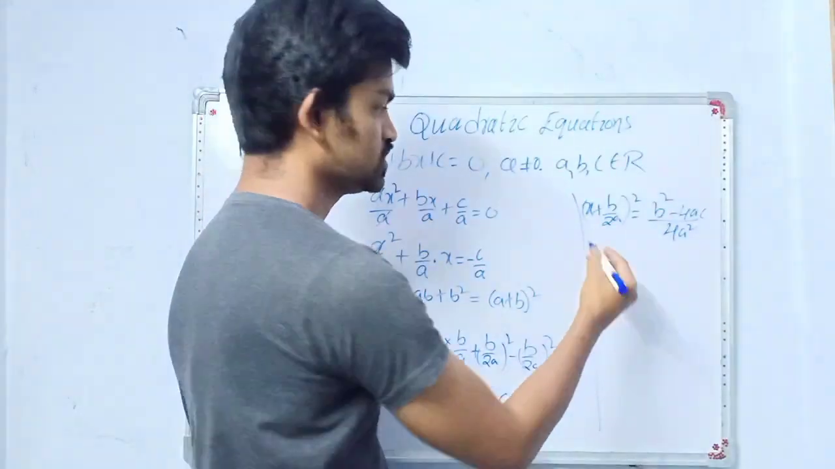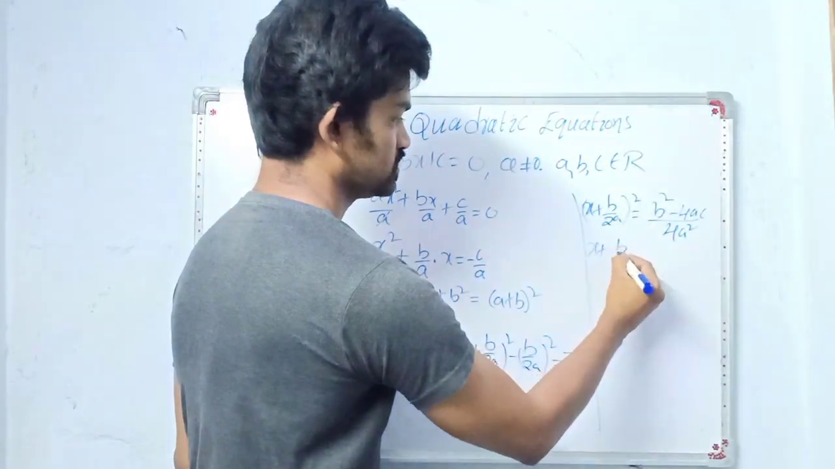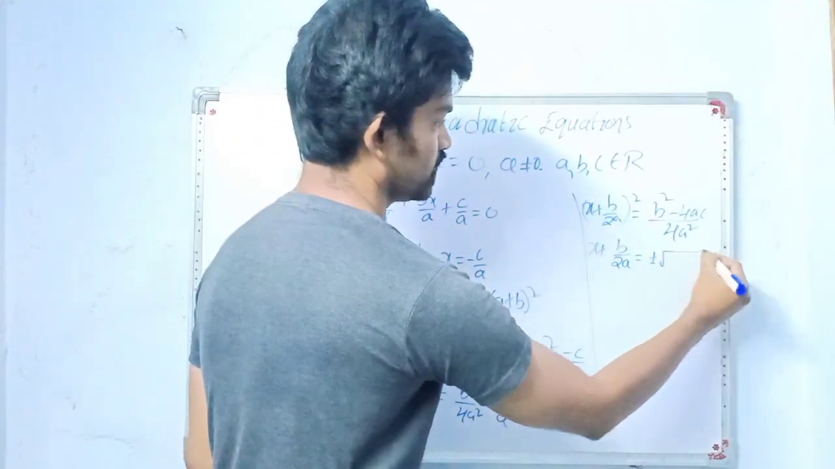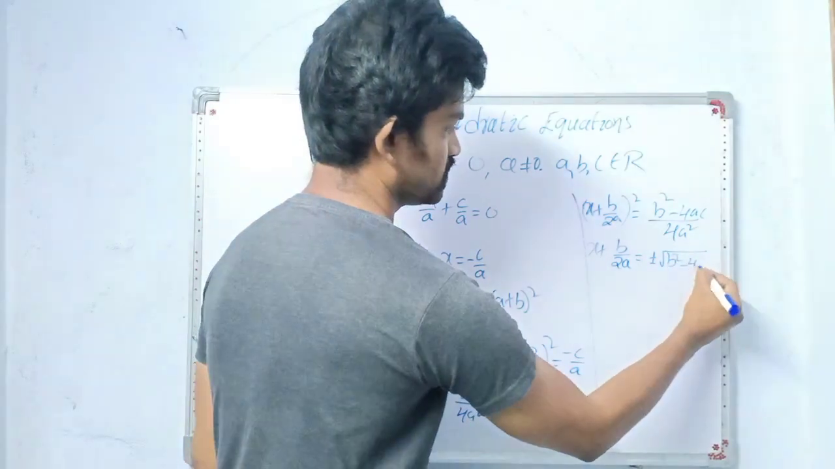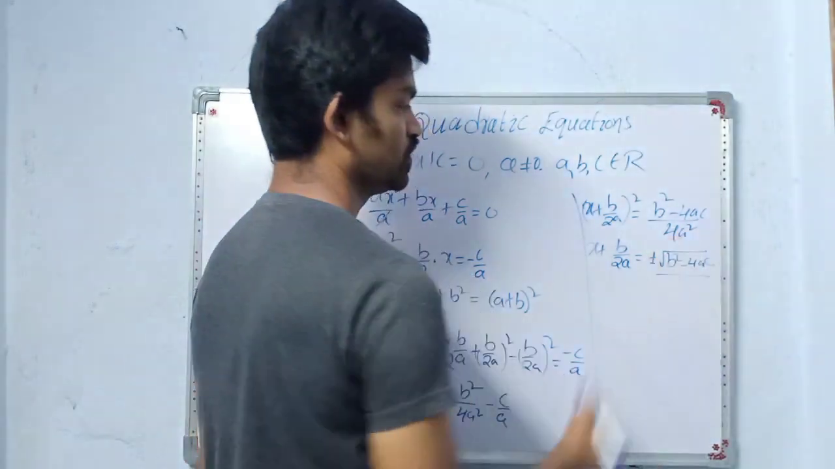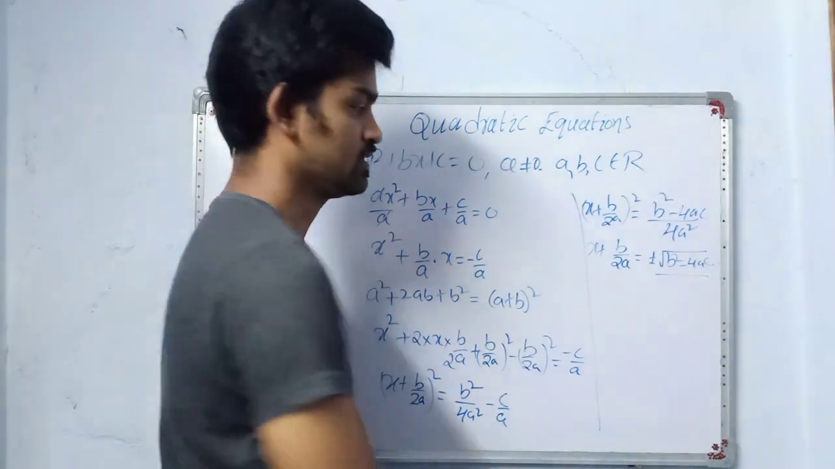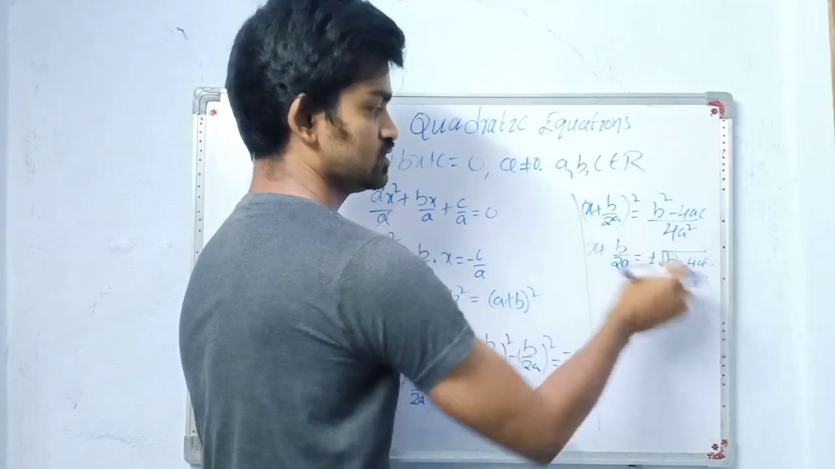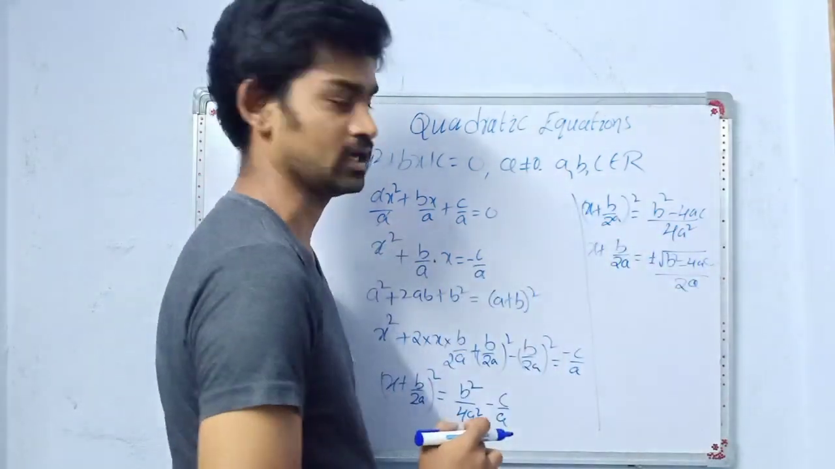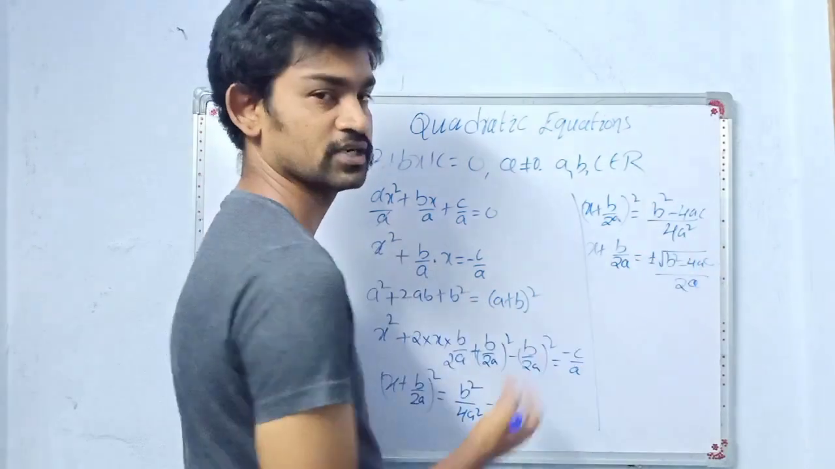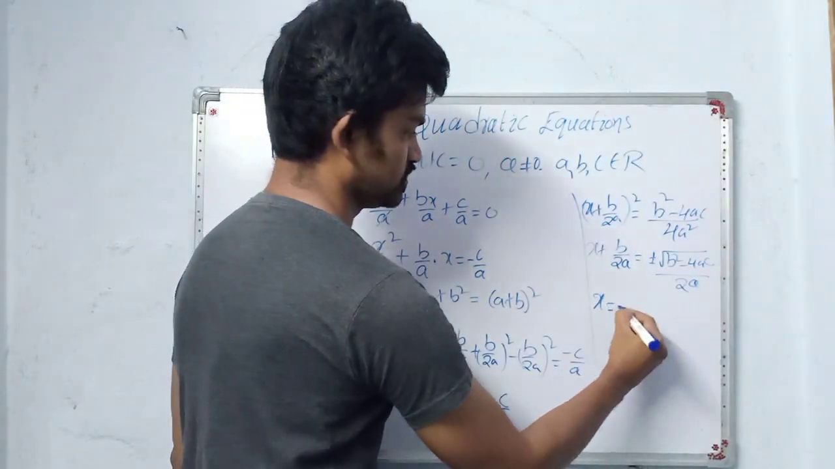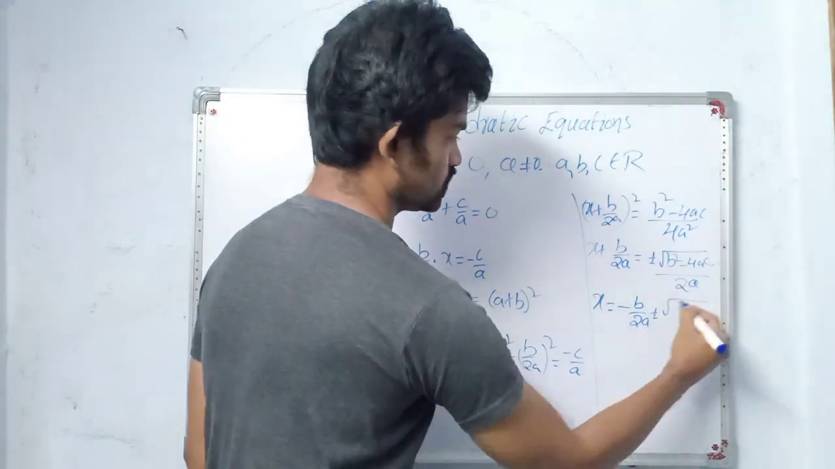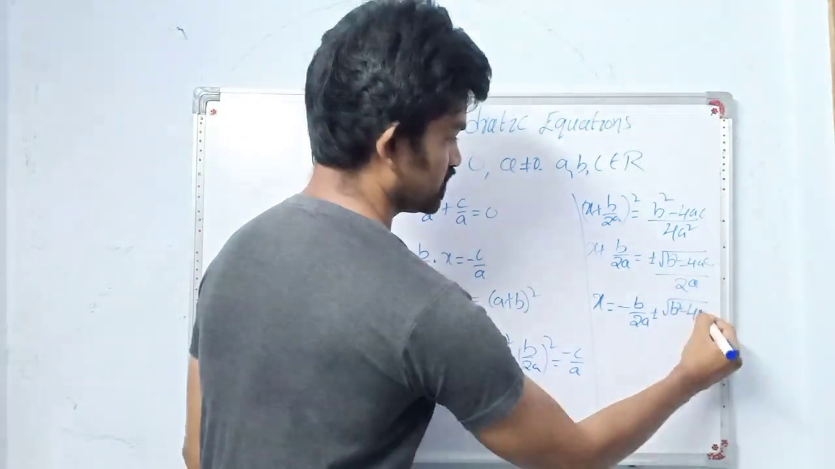Now apply root on both sides, or send the square to the other side. By transposition it will become a square root. So x plus b by 2a is equal to, every root will have two values, plus or minus root over b square minus 4ac by 4a square, which is a perfect square. So you will get 2a. The square root of 4 is 2, the square root of a square is a. Okay. Now b by 2a is there, send it to the other side. So x is equal to minus b by 2a plus or minus root over b square minus 4ac by 2a.